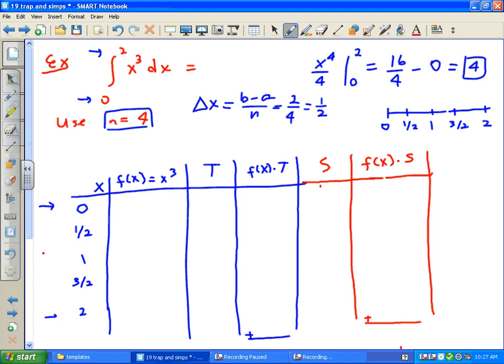Now we're going to do it with a tabular approach, which just makes things a little easier for us. Remember that in every formula, we had something like f of x sub 1, f of x sub 2, f of x sub 3, etc. This point here is x sub 1, this is x sub 2, x sub 3, and this is your x sub 4. So you need to find f of x at each one of these points. For example, what is 0 plugged into the function x cubed? Just 0, right? What is 1/2 plugged into x cubed? 1/8. Plug 1 into x cubed. Plug 3/2 into x cubed.